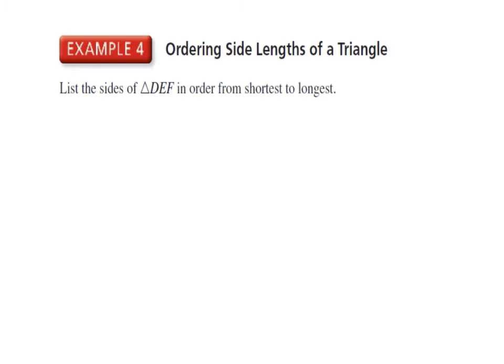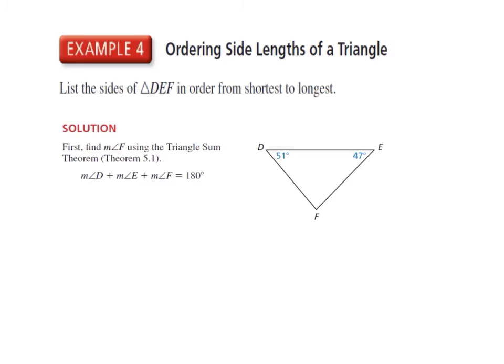All right, so now let's take a look at our sides and putting them in order from shortest to longest. Okay, so take a moment to sketch the picture of triangle DEF with the given angles 51 degrees for angle D and 47 degrees for angle E. First, we need to find that missing angle measure. And we know that by the triangle sum theorem that all three angles in the interior of a triangle will add up to equal 180 degrees. So we can set up our equation, measure of angle D plus measure of angle E plus measure of angle F equals 180 degrees. By substitution, we get 51 plus 47 plus measure of angle F equals 180. So we add those together, subtract from 180, we get measure of angle F equals 82 degrees.